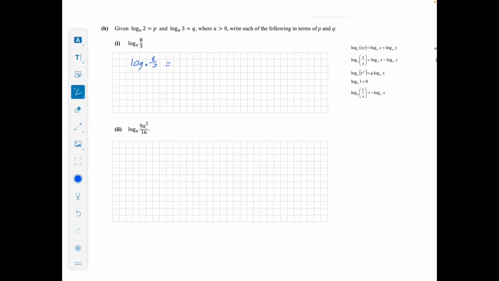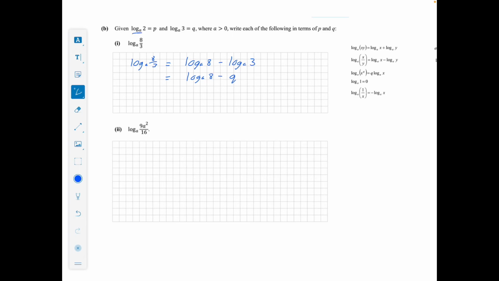So our first thing we're given is log to base a of 8/3. Now I think, what can I do with that? So I look at my rules. What I have looks really like that. So what we're going to do, we're going to split it up and we're going to subtract it. We'll see where that brings us. So then we're left with log to base a of 8 minus log to base a of 3. Log to base a of 3, we have this part of it out already, that's equal to q. So already I have half of my answer: minus q.